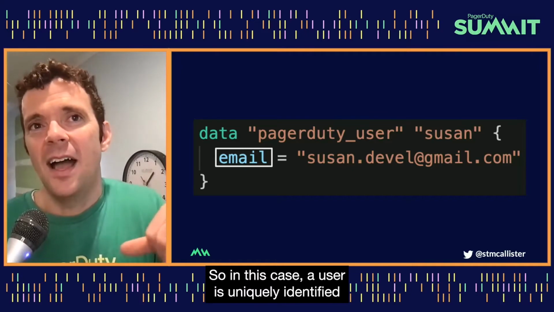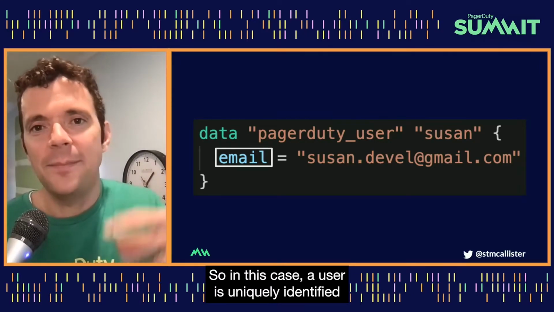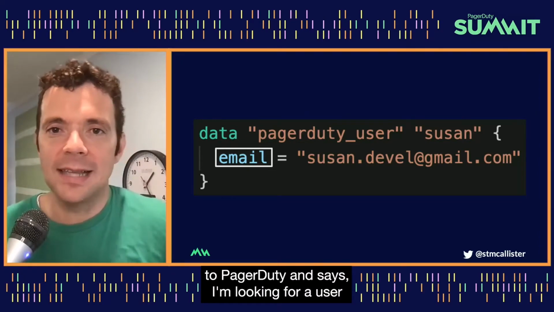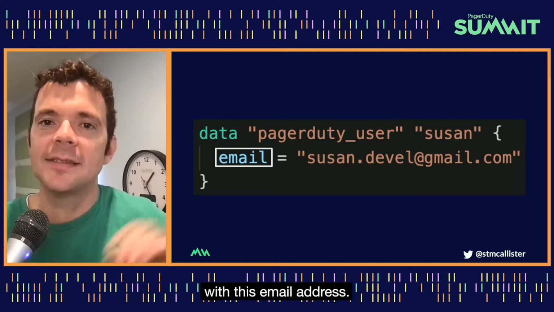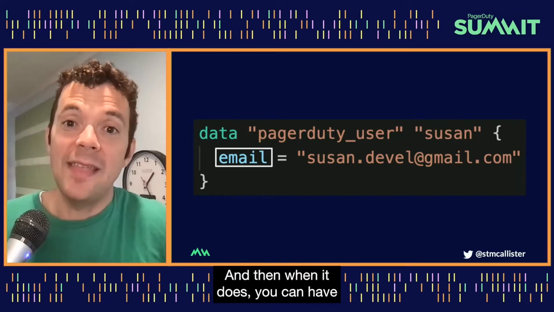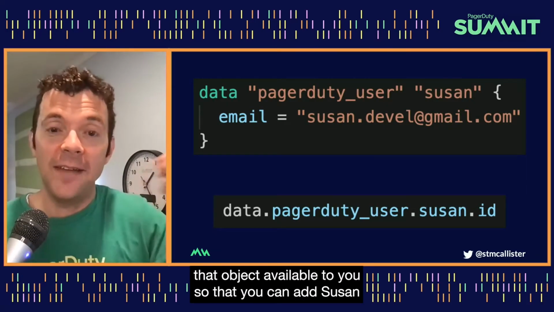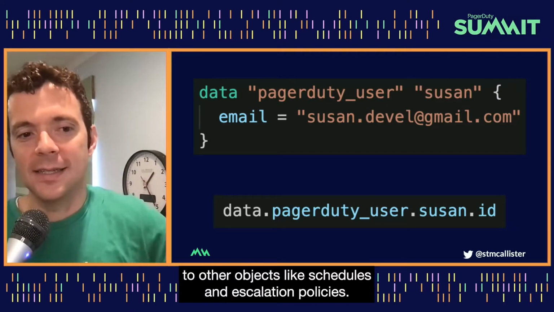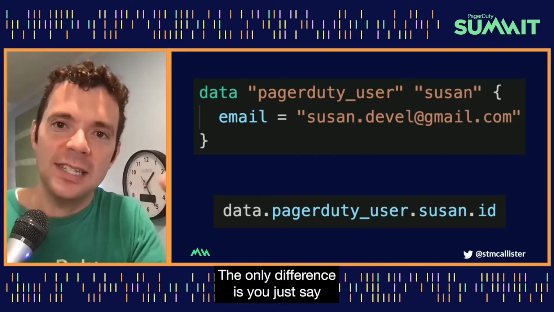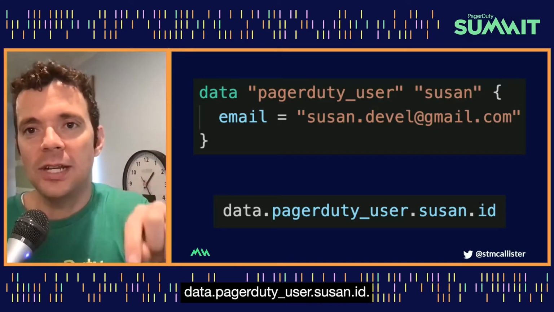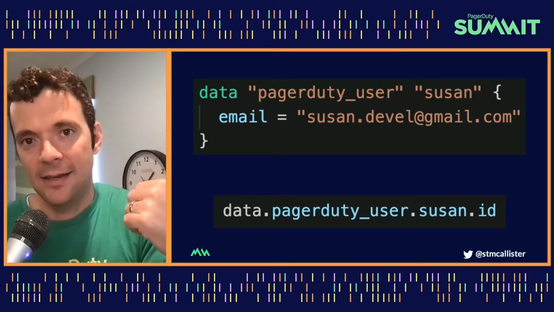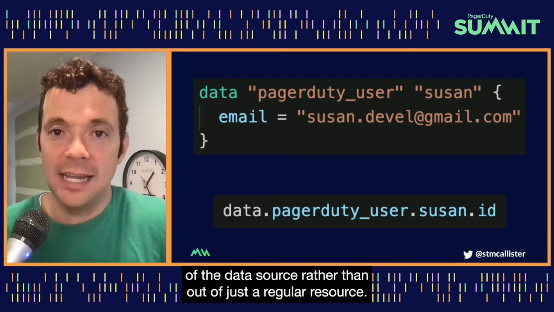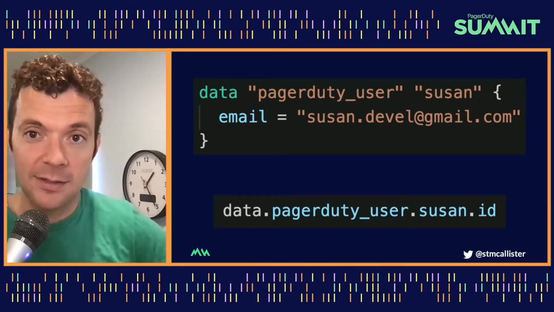So in this case, a user is uniquely identified by an email. And so it takes that email address and passes it to PagerDuty and says, I'm looking for a user with this email address. Could you grab that for me? And then when it does, you can have that object available to you so that you can add Susan to other objects like schedules and escalation policies. The only difference is you just say data.pagerduty_user.susan.id. That tells Terraform, all right, this is when we're trying to get information out of the data source rather than out of just a regular resource.